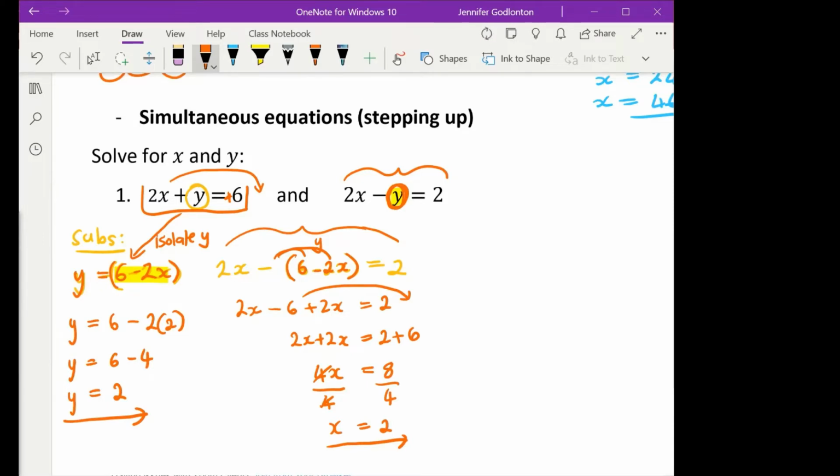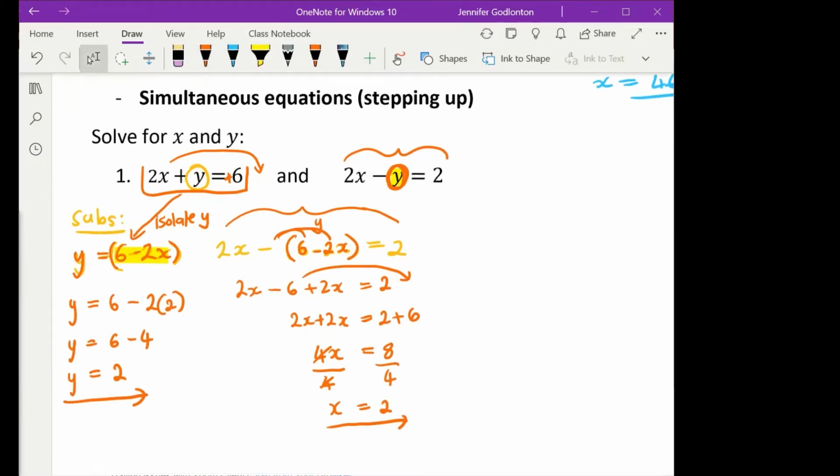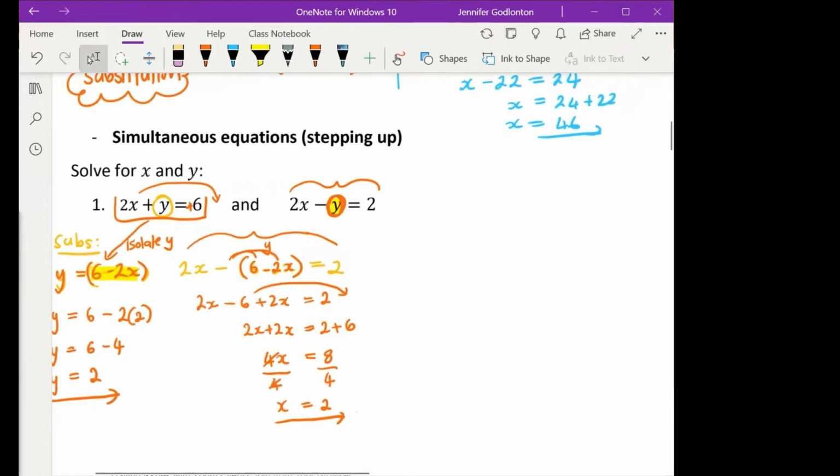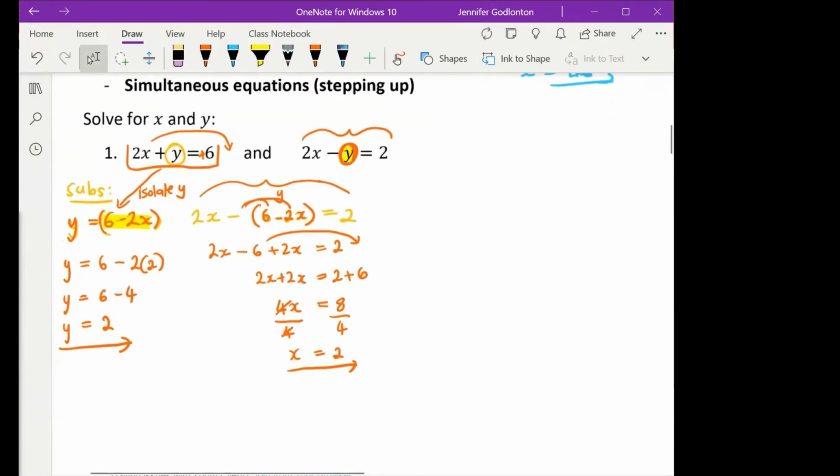So we do the same steps that we did on Tuesday. You isolate a variable, you substitute that variable in, you solve for the one, and then you solve for the other. Okay, that's the first way. If we were looking at doing elimination, we are lucky in this question because our x's are the same, they're both 2x's, and our y's are the same, they're both 1y's. So we could do elimination with either one of them.